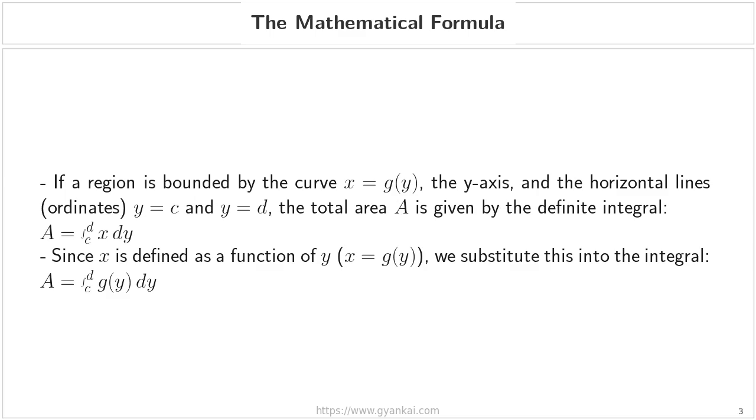But as we noted in the previous slide, we want our integral to be entirely in terms of y, since we have already defined our curve such that x is equal to g of y. We can simply substitute g of y into our integral in place of x. This gives us our final working formula. The area A equals the integral from c to d of g of y with respect to dy. This is the precise formula we will be using for all our calculations moving forward. Now that we have visualized those horizontal strips, let's translate that visual concept into a formal mathematical formula.